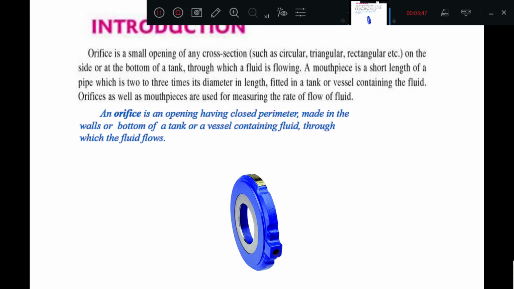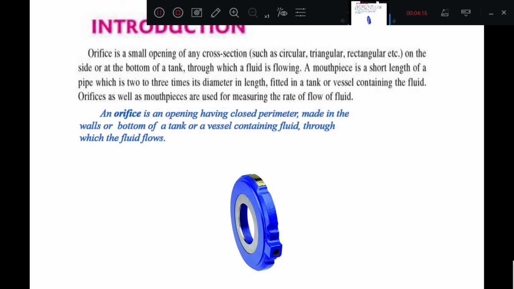The best example we can give is your own house overhead water tank. For the overhead water tank, if you want to draw water, an opening is provided at the bottom. Through that opening the pipe will be connected, and you will be getting water through that pipe in various places.